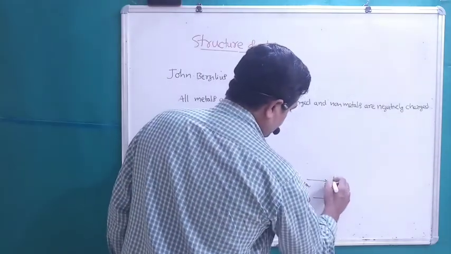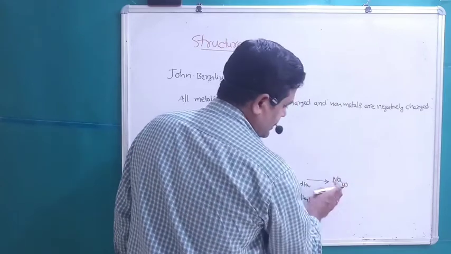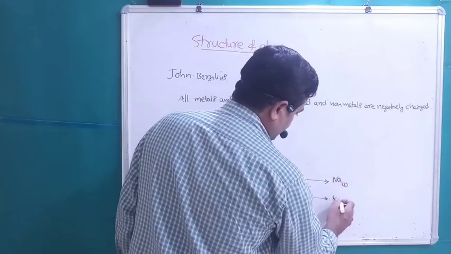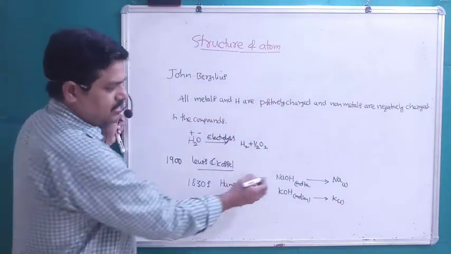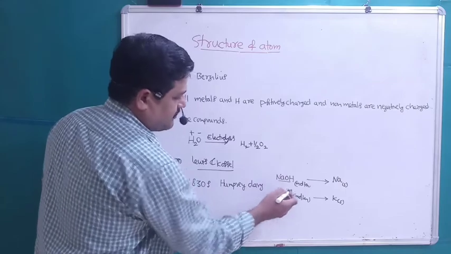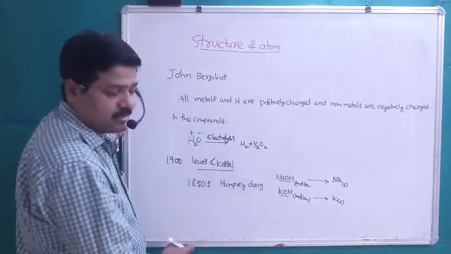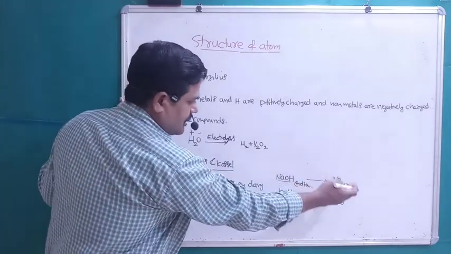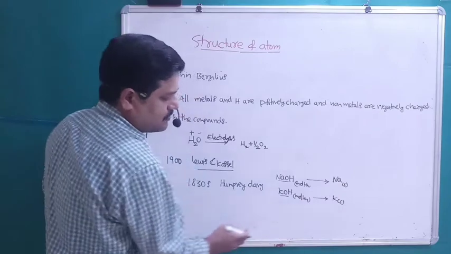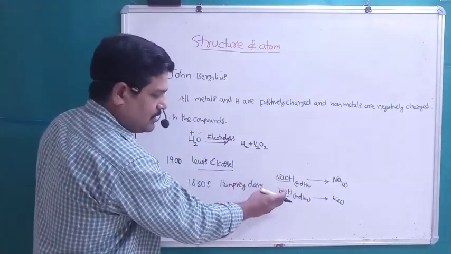By the electrolysis of sodium hydroxide, he was able to produce elemental sodium and potassium for the first time. So up to that, people thought that these two compounds cannot be divided, but he showed by using the electrolysis process, he was able to produce elemental sodium and potassium from the electrolysis of sodium hydroxide and potassium hydroxide.